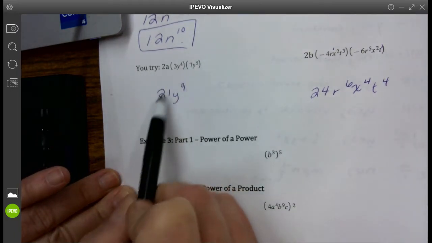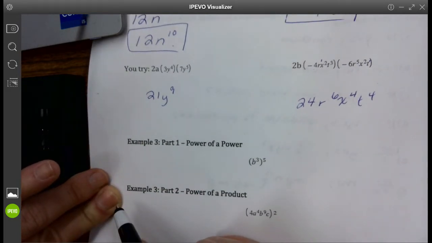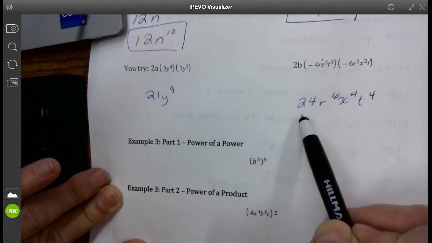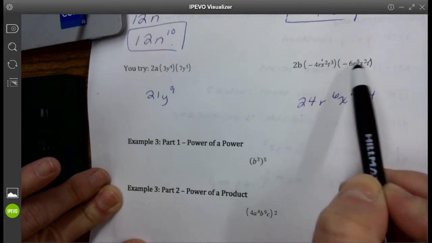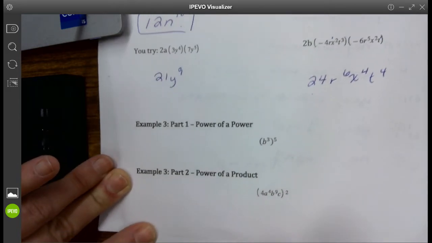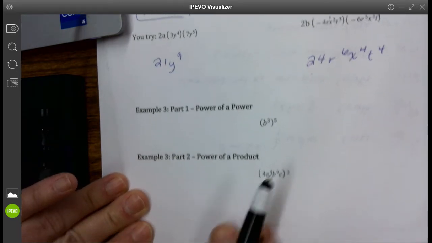Okay, 3 times 7 is 21. I have 4 y's. I have 5 y's, which makes 9. I have 6 r's because there's one right here. A negative times a negative is a positive. X to the 2, 3, 4, t to the 1, 2, 3, 4. I make sure to have a 1 so that everything has an exponent so it doesn't get confusing.